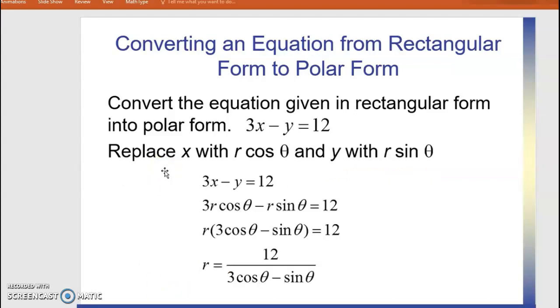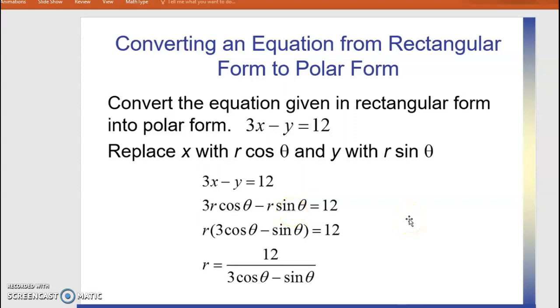Looking at an additional example of converting from rectangular to polar form. In rectangular form, our equation is 3x minus y equals 12. Substituting x equal to r cosine theta in our polar system, and likewise making that substitution for y, r sine theta.